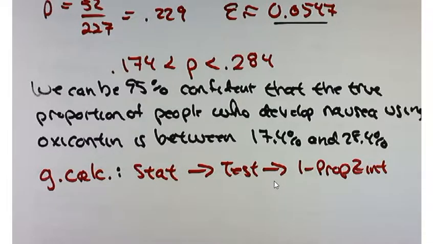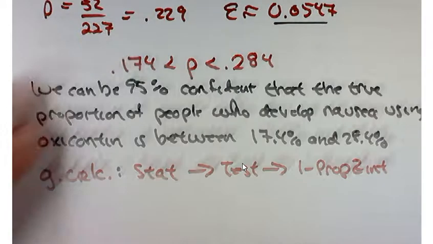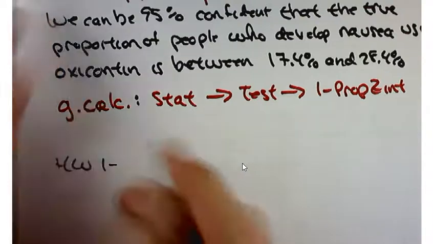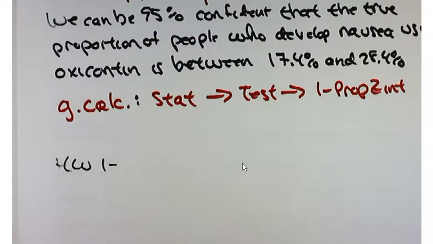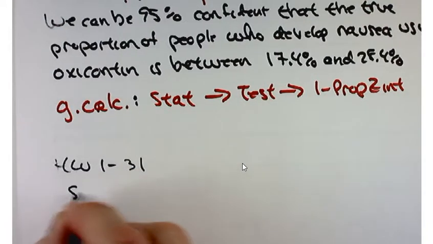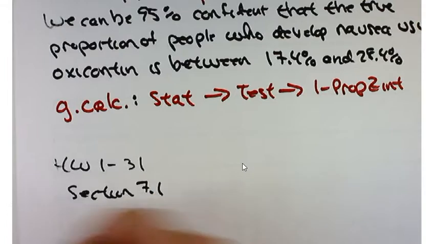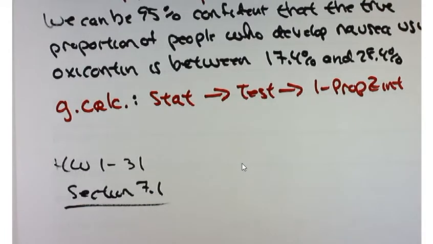How are we doing on section 7.1? You okay with the stuff there? All right. For homework, try problems 1 through, call it 31. Good luck on that.